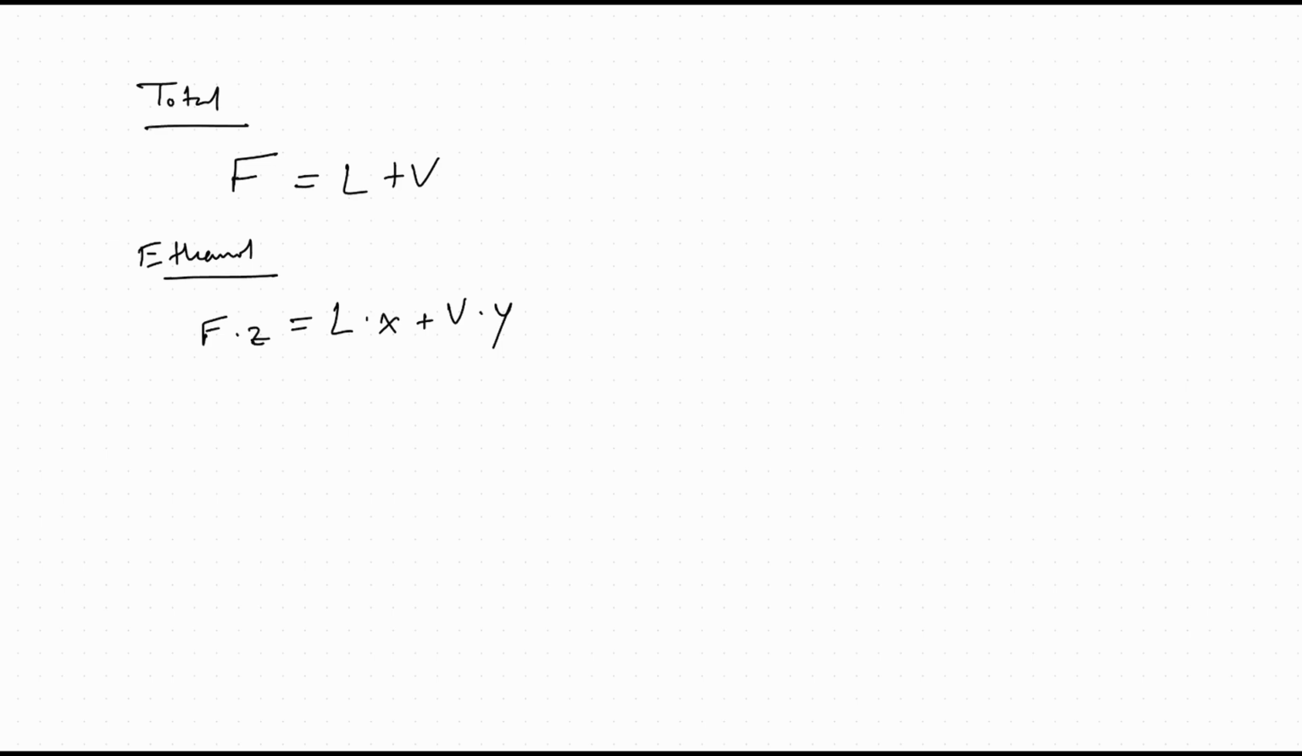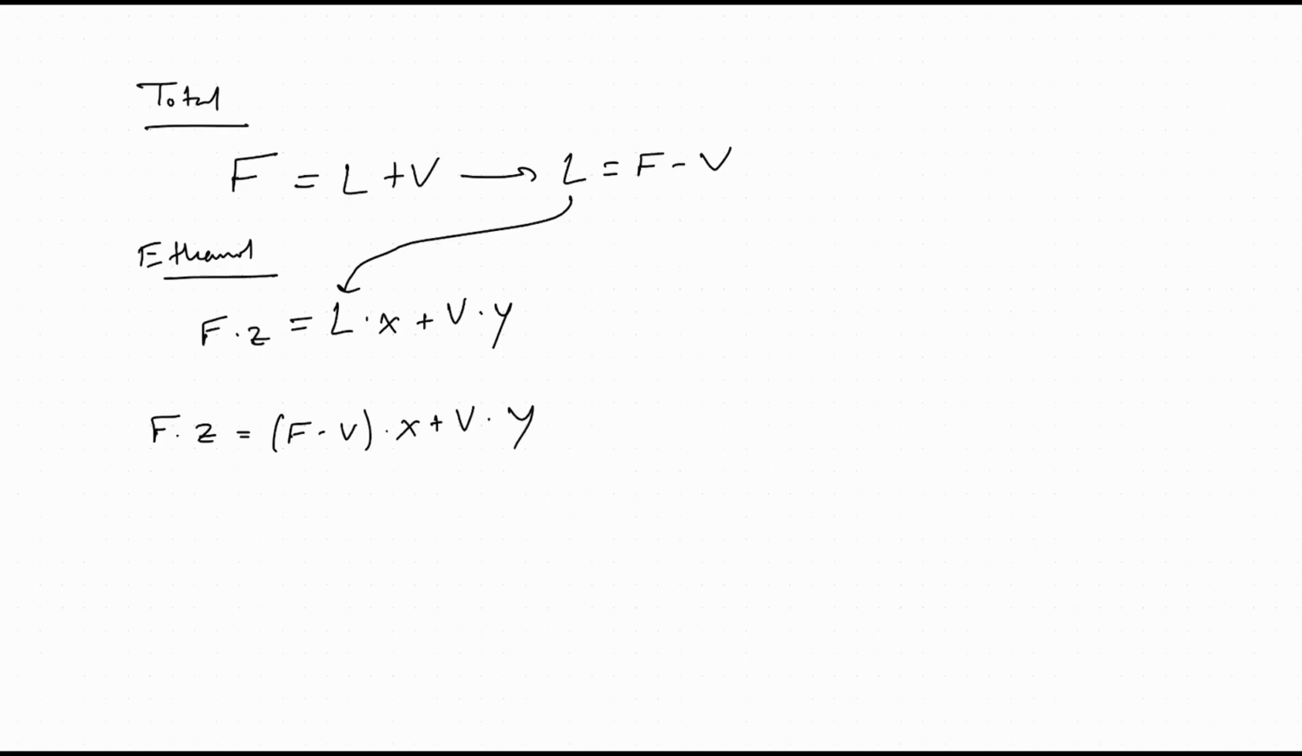Just by doing a little bit of algebra, we can move things around here. I'm going to substitute that L is equal to F minus V and plug that into our ethanol balance. So we get F times Z is equal to (F minus V) times X plus V times Y. Now we just group terms and move things around.